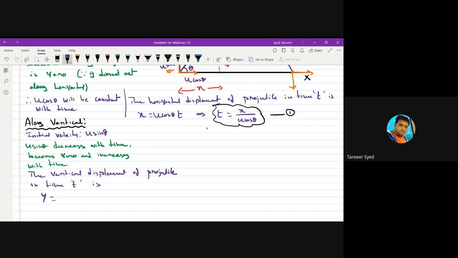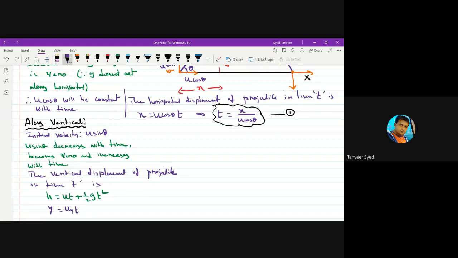H is here y. Or okay, I will write it like this. Take the basic equation: h is equal to ut plus half gt square. Now, what is h? H is here y, vertical displacement. U is the initial velocity. Which initial velocity? Projectile has two initial velocities, horizontal and vertical. We are discussing vertical here, so here we should take uy, initial velocity along y direction.